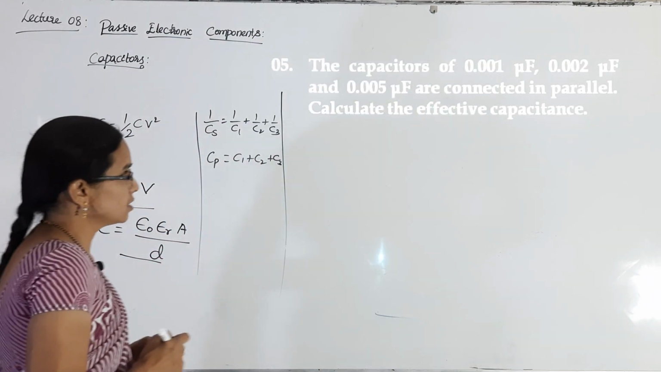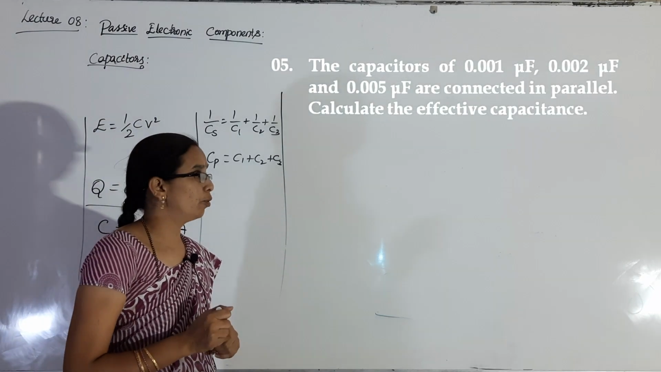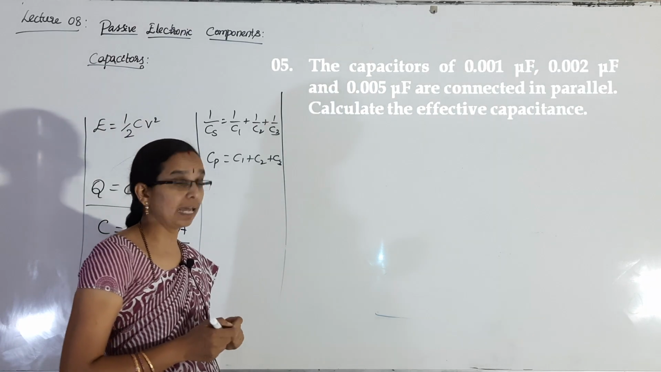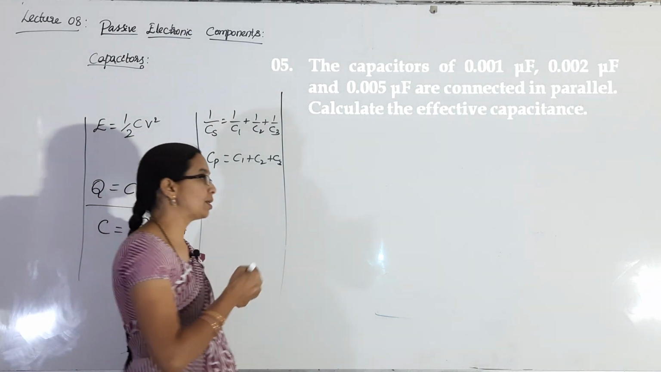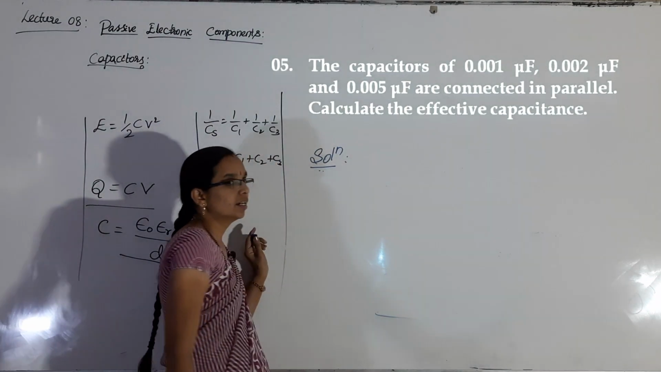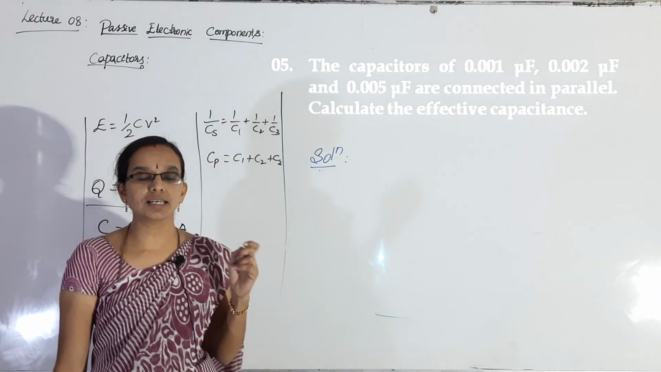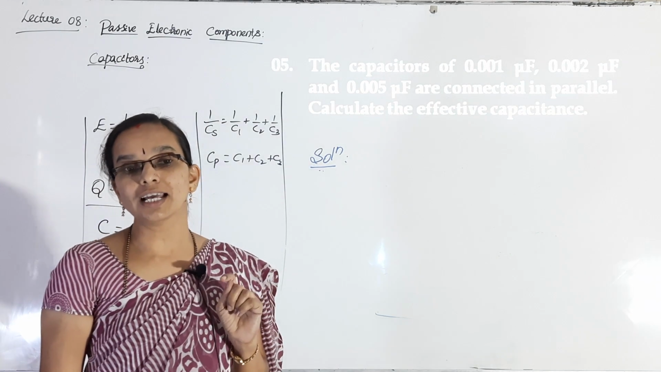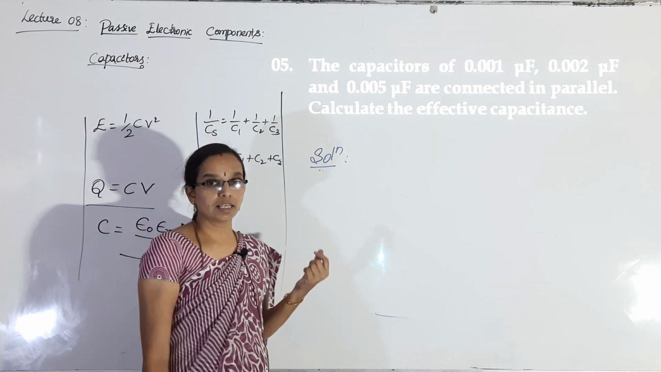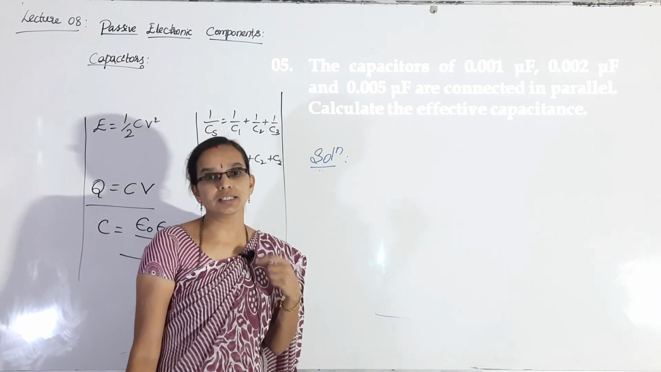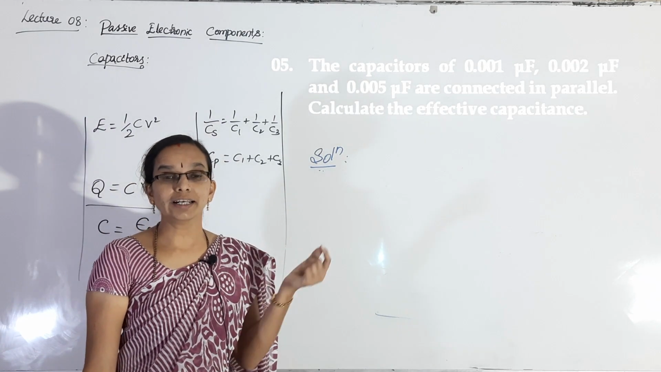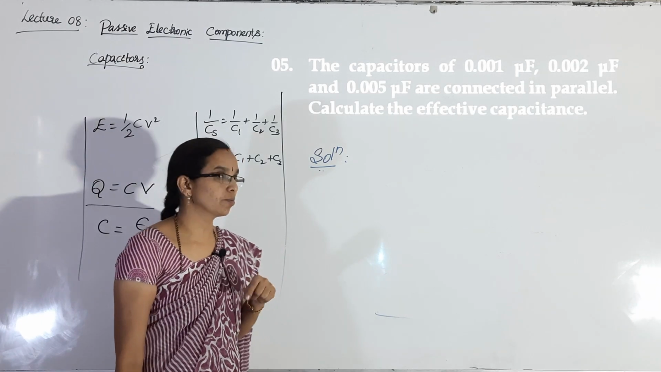Next, capacitors of 0.001 microfarad, 0.002 microfarad and 0.005 microfarad are connected in parallel. Calculate the effective capacitance. This is a very easy problem. In resistors, when you connect two resistors in series, those resistances get added up, but in the case of capacitors in series, you get the reciprocal of the effective capacitance. So in the final answer, please verify: you have to calculate the effective capacitance, not the reciprocal of capacitance.